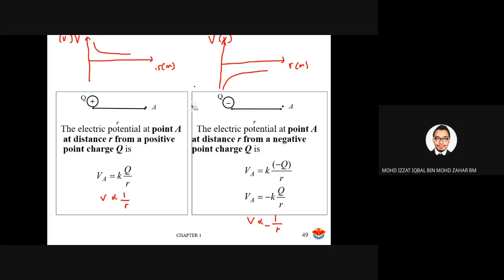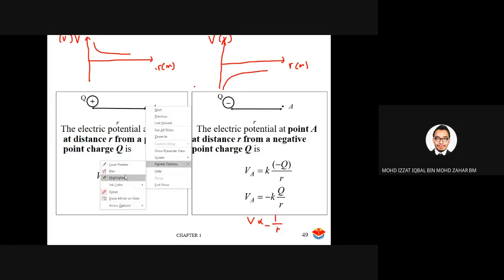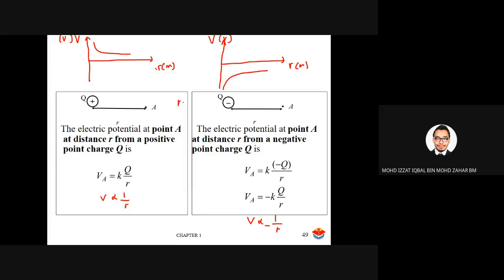So for both of the graph, tak kisah ada positive charge ke, negative charge ke, when R is at infinity, V is equal to 0. This one is an important thing. So it will try to move towards 0. Cuma satu ni decreasing, kalau daripada sini decreasing, kalau ke sini pula increasing. So it's a bit different, positive and negative tu. Tapi most likely wording dia different, but then calculation biasanya sama je.